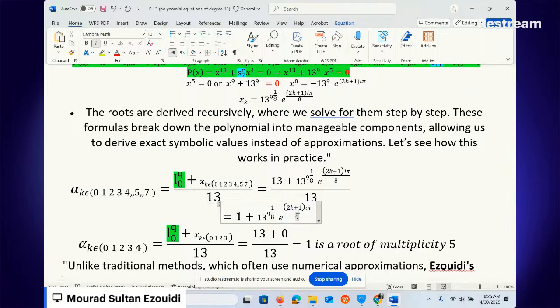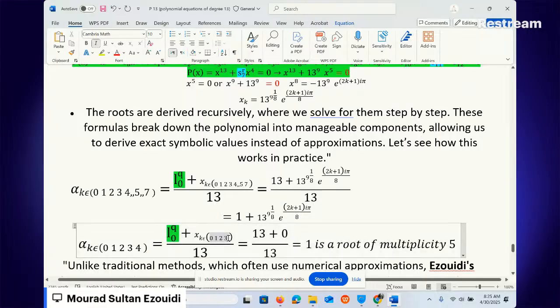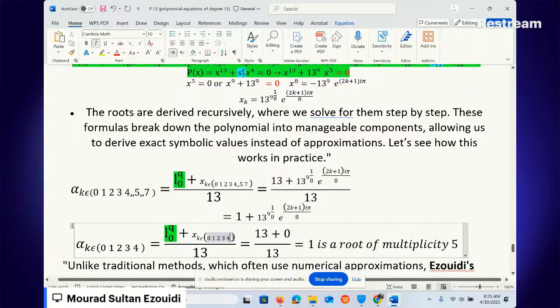Divided by 8. So these are the symbolic roots, alpha subscript k, from k equals 0, 1 to 4, is at 0 plus x k, because 5 roots 2 to 4 is equal to, we told x raised to the power 5 is going to be equal to 0. You see this one? That's why we would put 0. So 13 divided by 13 is the root of multiplicity 5. Okay.